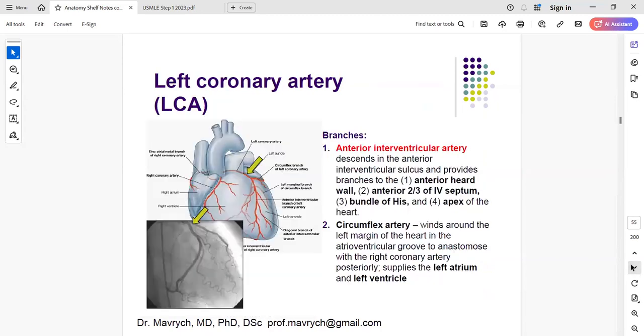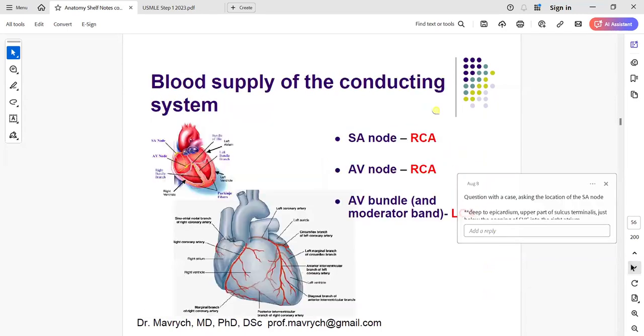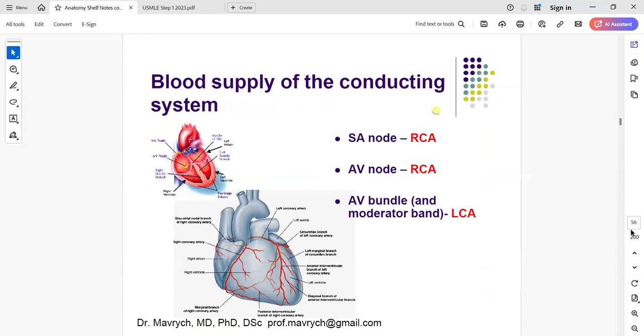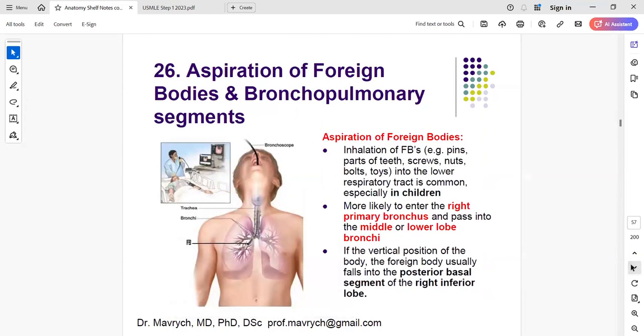Blood supplies, they don't usually ask. They're more interested in the pathology. So yeah. Okay, aspiration of foreign bodies, they do ask this, it is very important.